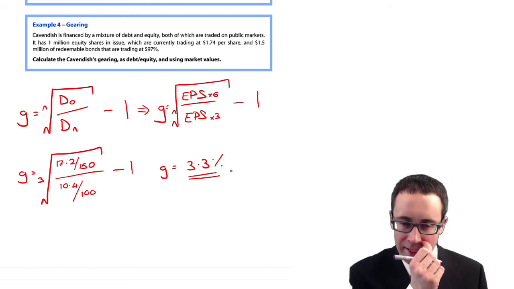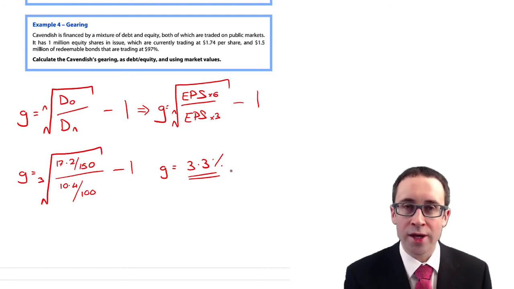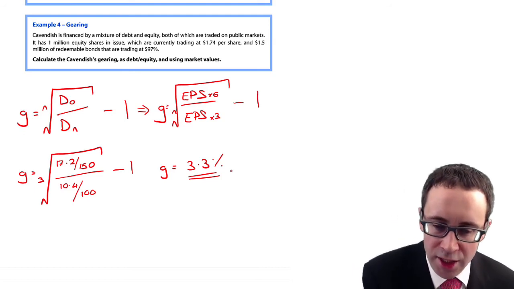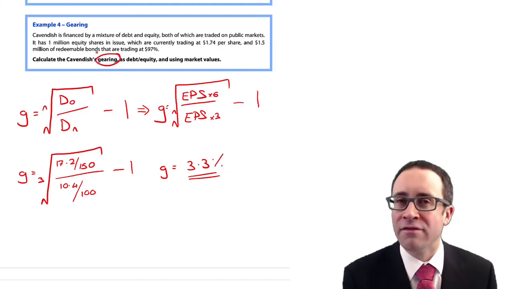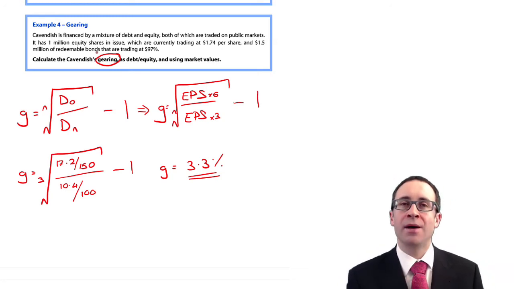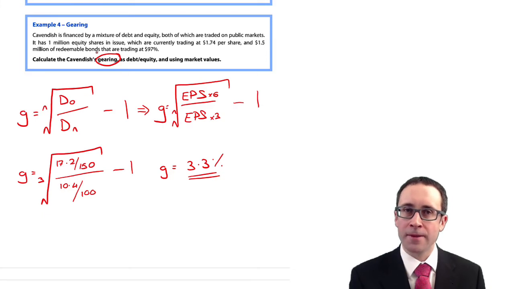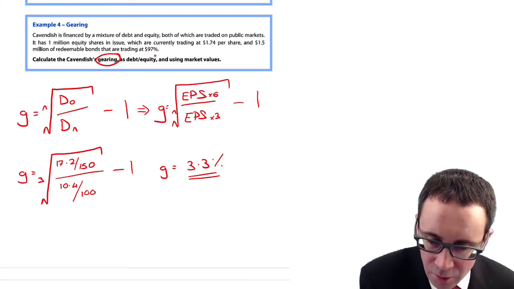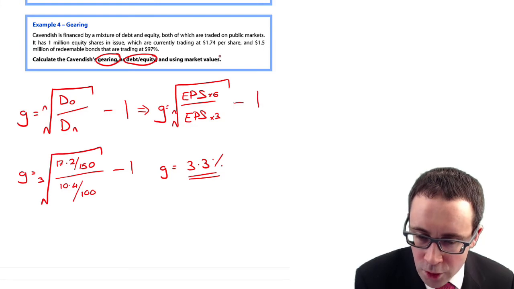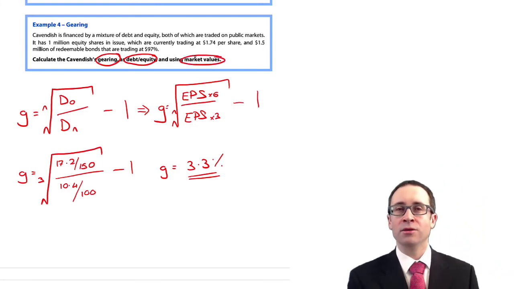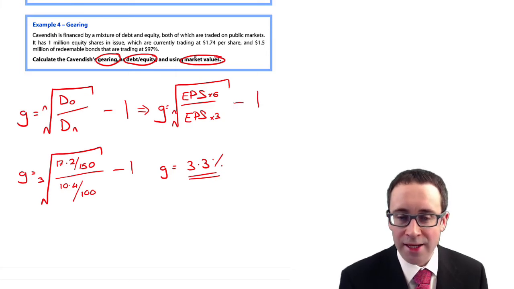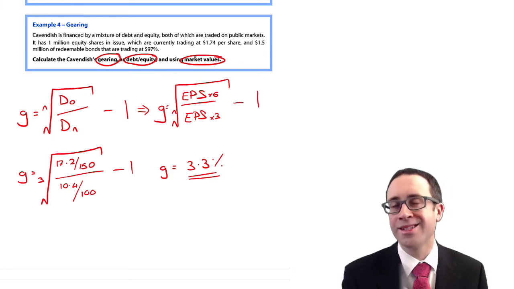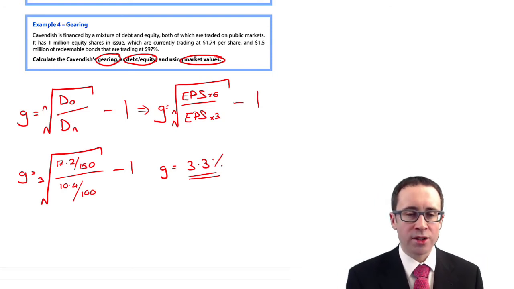Then the second example here is looking at your gearing. Calculate Cavendish's gearing. Again, gearing is one of those funny ratios, isn't it, because it's not formally defined. Within the exam, they would have to tell you whether it is debt over equity or debt over debt plus equity. Here, we're specifically told that it is debt over equity, and it also wants us to use market values. Cavendish is financed by a mixture of debt and equity, both of which are traded on public markets, hence there is a market value for each.